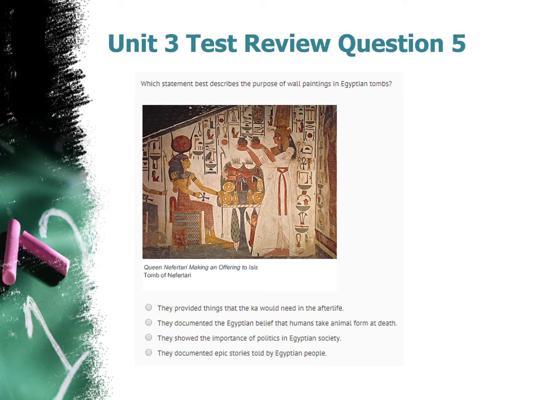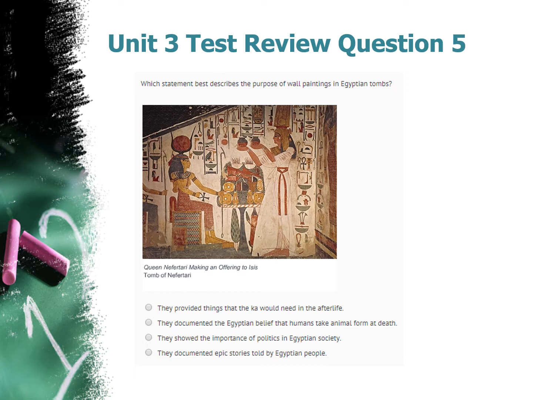Okay, so the answer choices are: they provided things that the Ka would need in the afterlife. They documented the Egyptian belief that humans take animal form at death. They showed the importance of politics in Egyptian society. Or they documented epic stories told by the Egyptian people.